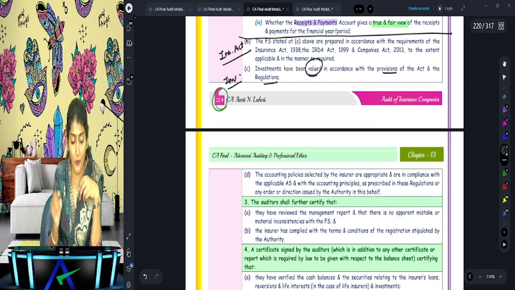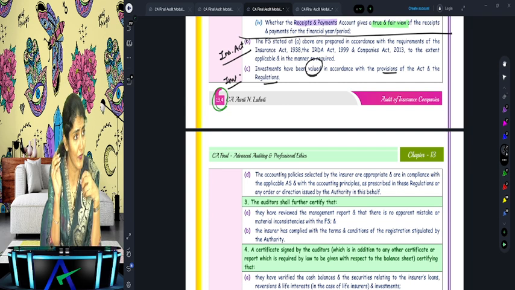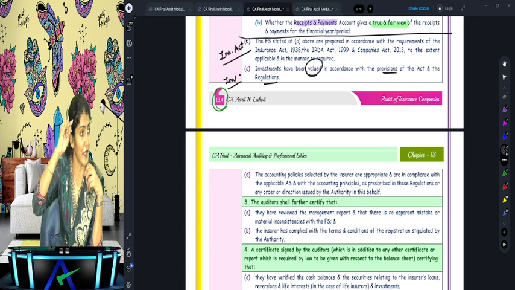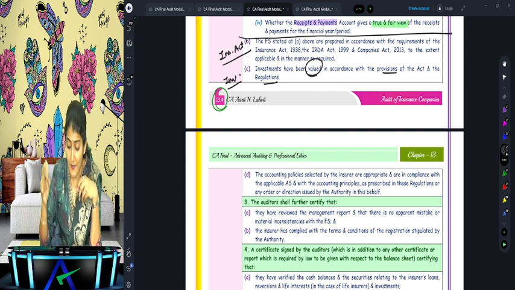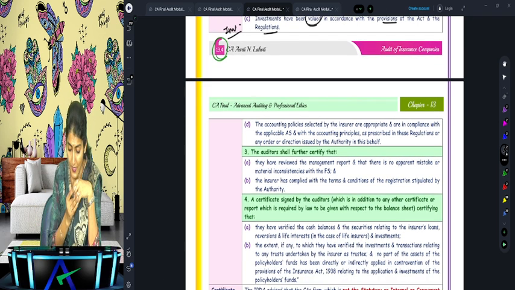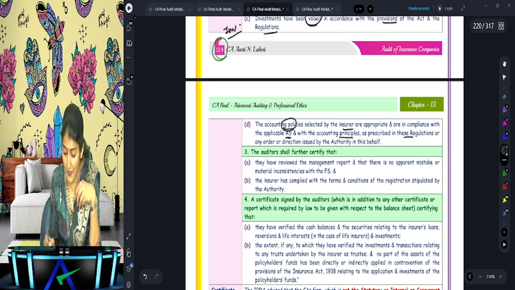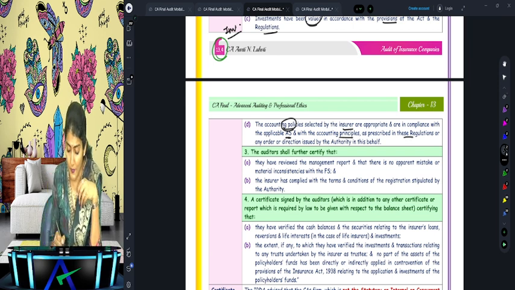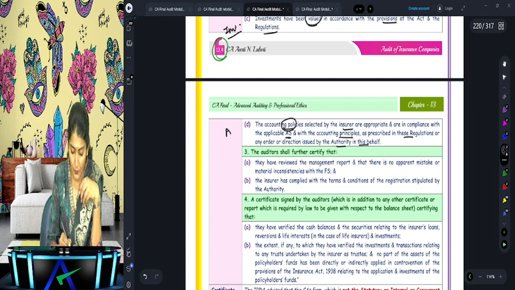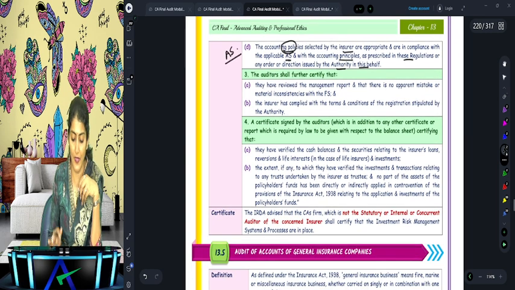Did we study how the valuation of investments is to be done? Real estate investment property, debt security, traded and not actively traded, historical cost and fair value. Do you remember that? Right. So whether investments have been valued in accordance with the provisions of the Act. Then the accounting policies selected by the insurer are appropriate, are in compliance with the applicable AS and the accounting principles as prescribed in these regulations, or any other order or direction issued by the authority.